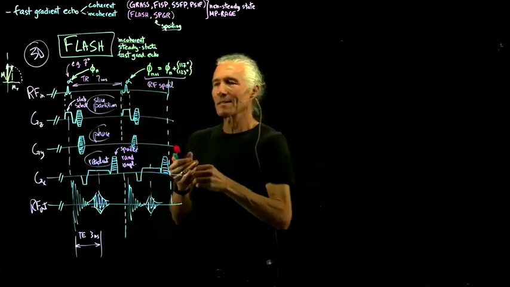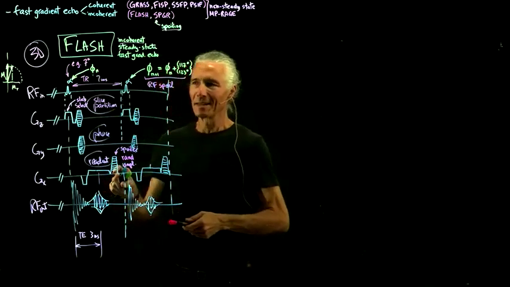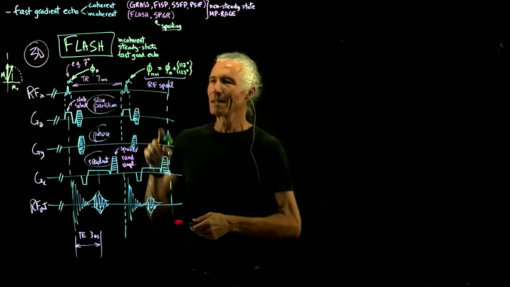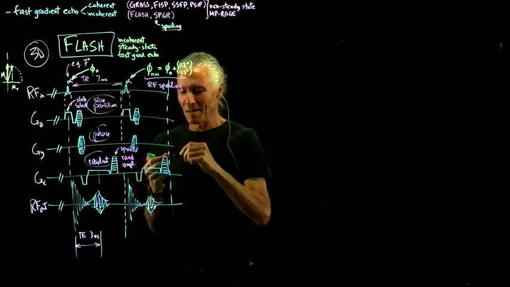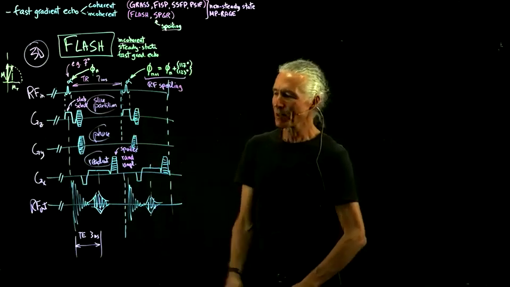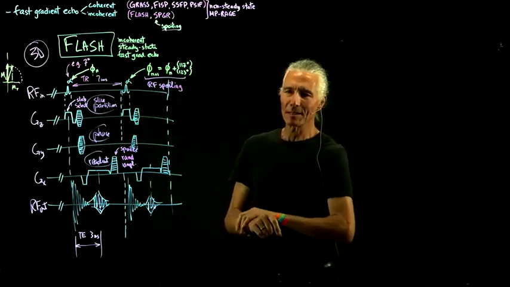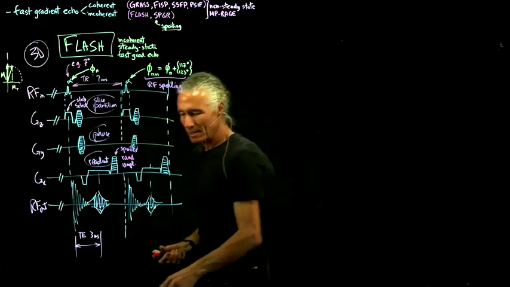So this guy was kind of the gradient spoiling, and this guy is RF spoiling. So we're making lots of efforts to spoil things. And so this is a very common sequence, and you can get different contrasts out of this sequence.